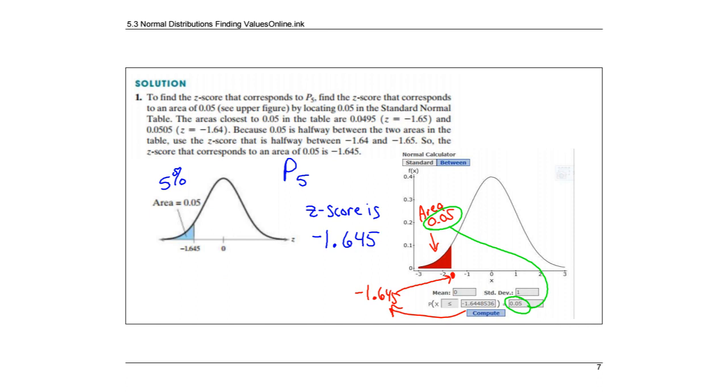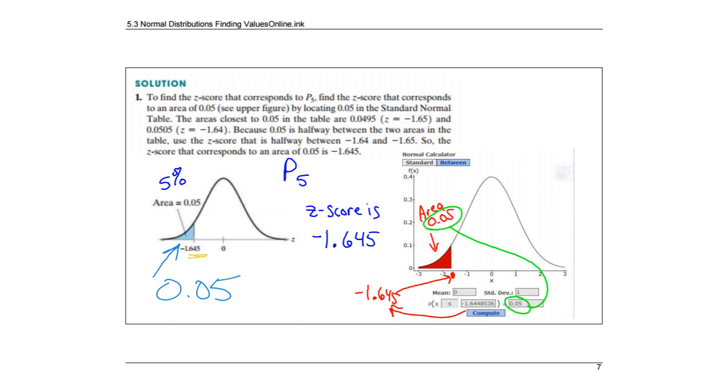Okay, so with P5, we want only 5% to be in the tail. It did not tell me one way or another if I wanted to go right, if I wanted top, so we are always going to go left if we don't have any other information. So that tells me that the area inside is going to be 0.05, and we're looking for the z. We want to find the z. This has already shown it.